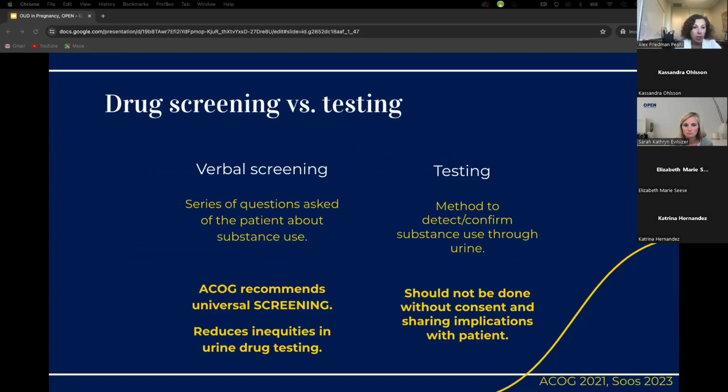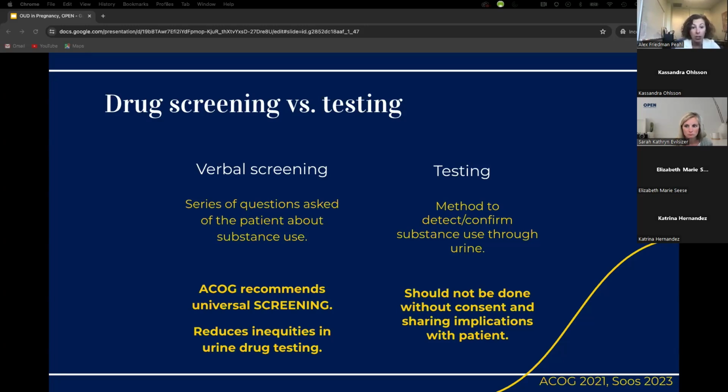So, I want to start by differentiating drug screening versus testing. Verbal screening is a series of questions that we ask patients about their substance use. And this is what ACOG, the American College of Obstetricians and Gynecologists, recommends for all patients in pregnancy. And in fact, the use of universal verbal screening has been found to reduce inequities in urine drug testing. Testing, in contrast, is a method to detect or confirm substance use, often done through urine. And this should not ever be done without the patient's consent and without sharing the implications of a positive screen with the patient.